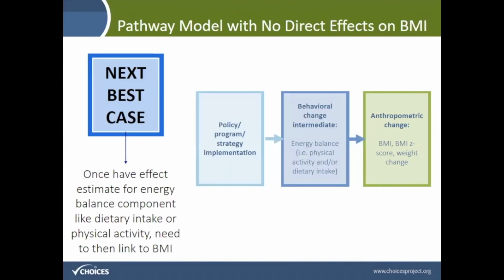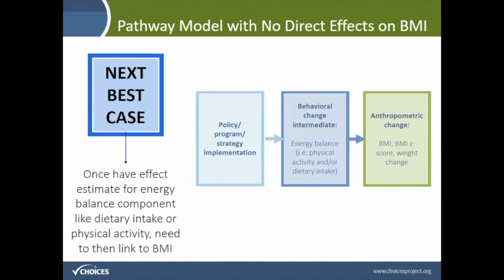The next best case is when we can't find something with evidence for direct effects on BMI, so we look for evidence for an impact on energy balance. Something that shows us that there is a direct link between the policy or program and a change in moderate to vigorous physical activity, or a change in calorie intake, or a change in sugary drink intake.